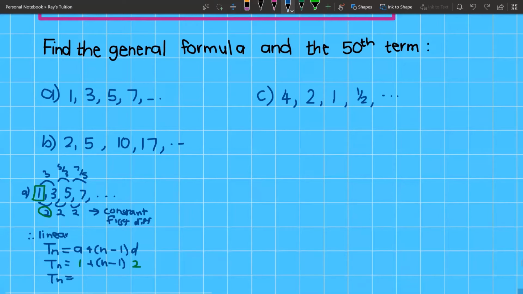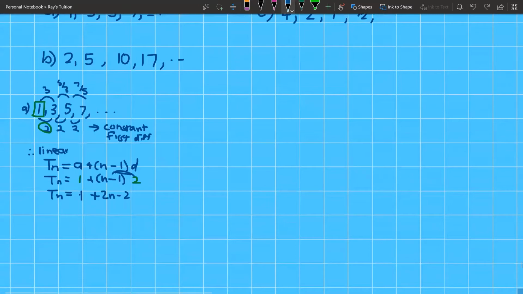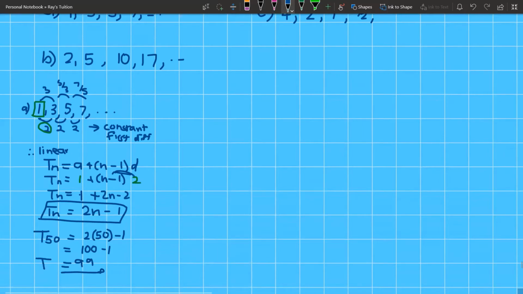So we have Tn, we distribute that 2 to both terms: 1 plus 2n minus 2, so we get that Tn is equal to 2n minus 1. And that is our general formula. To find the 50th term is quite simple. We just use this general formula, and in place of n, we put 50. So this is 100 minus 1, so the 50th term is 99.